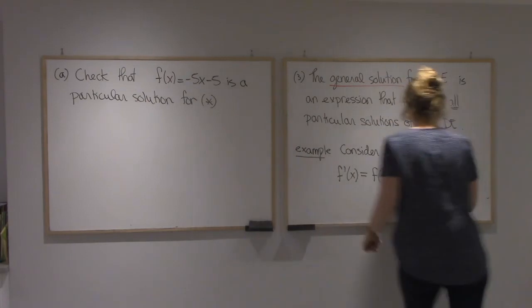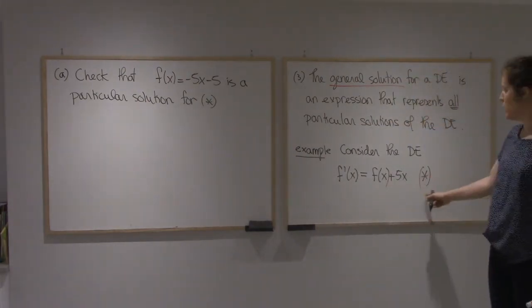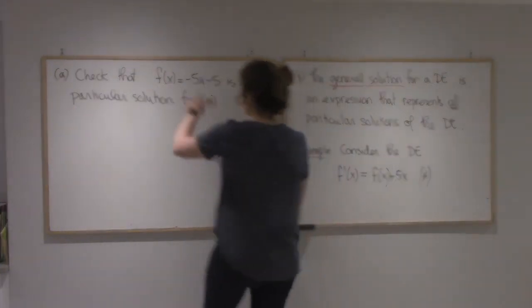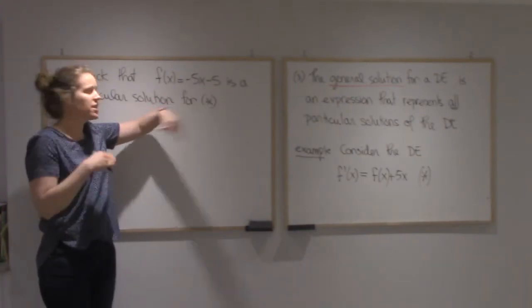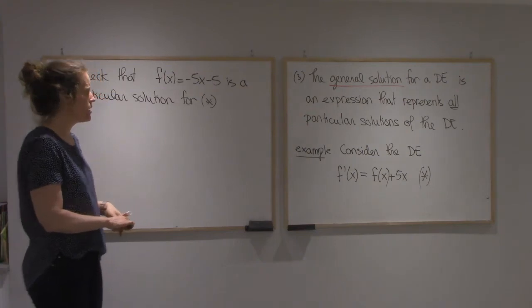Let's give a name, a label, for this equation. Let's call it star. I want to check that this specific function is a solution. So it's going to be a particular solution because this is a completely defined function. I can evaluate it, I can graph it, I know everything about it.